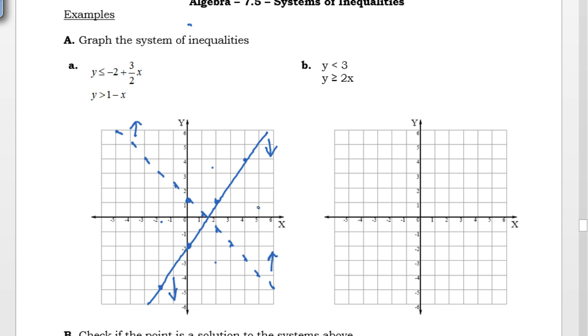I'm going to shade the region that has two arrows in it. So I see here I only have one arrow. Here I have no arrows. Here I have the one arrow. My last region over here has an arrow up and an arrow down. This is the region of the graph that I want to shade.